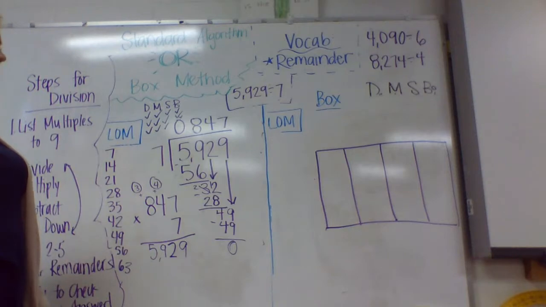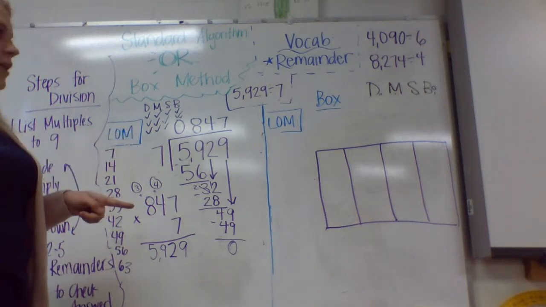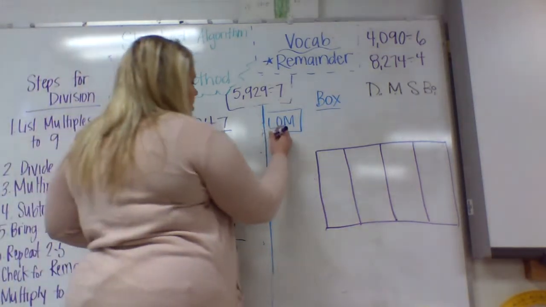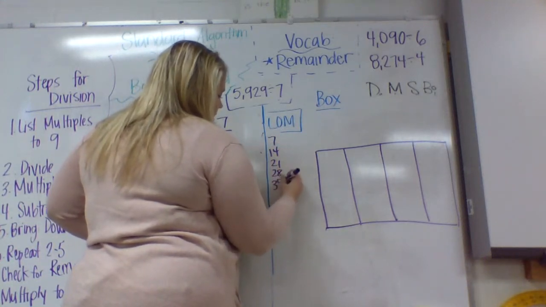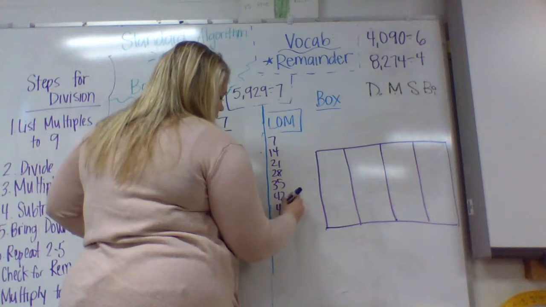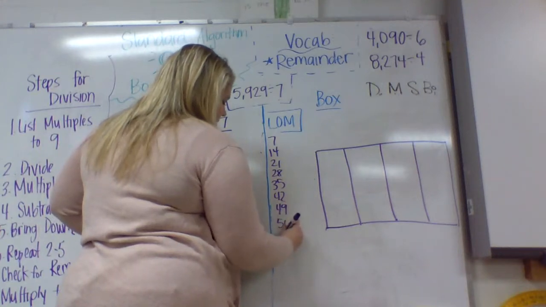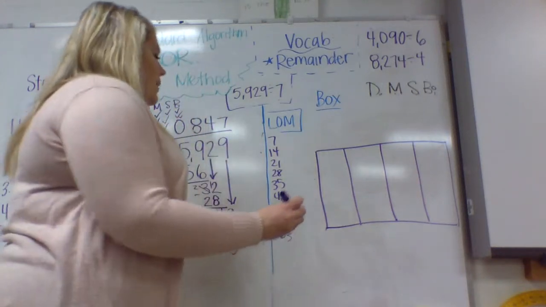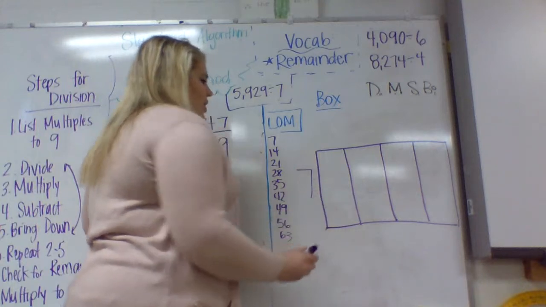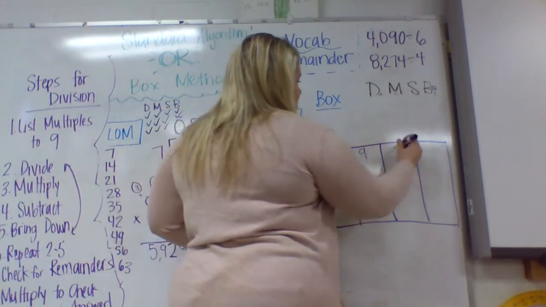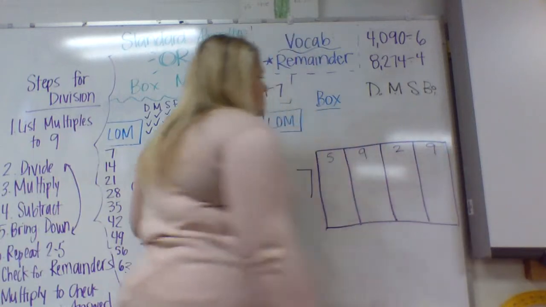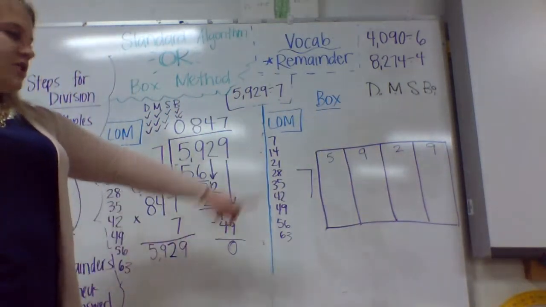5,929. We're going to come over and do it again box method, and we should get the same thing. My multiples: 7, 14, 21, 28, 35, 42, 49, 56, 63. I'm dividing by 7, so my divisor can come out here. Remember, each digit of my dividend needs to be written small. So I'm going to start with my 5.